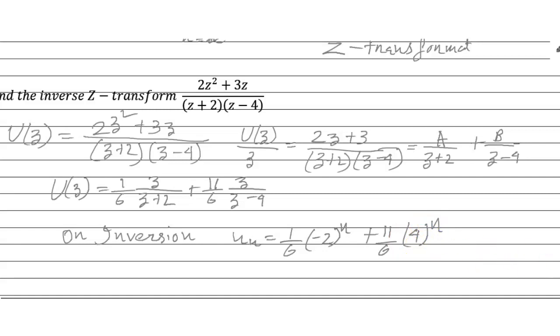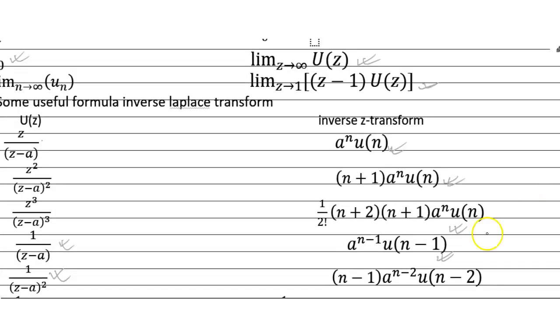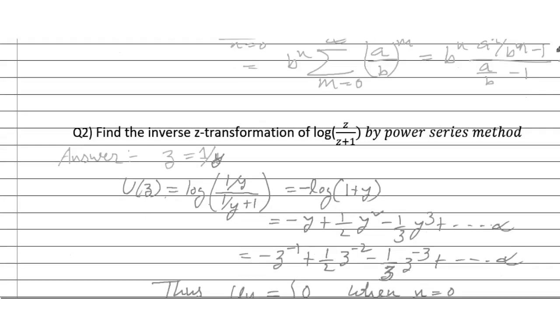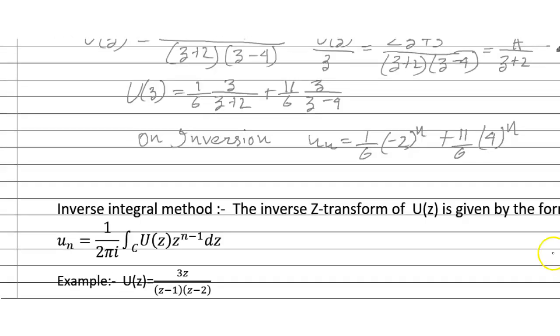So friends, how will we get this? Because we know the a to the power n formula. You will see a to the power n u(n) goes to z divided by z minus a, and you will see that z divided by z plus 2 means a is equal to minus 2. So minus 2 to the power n. So it is the inversion formula.